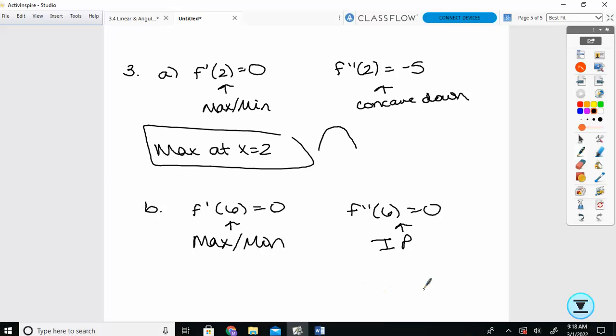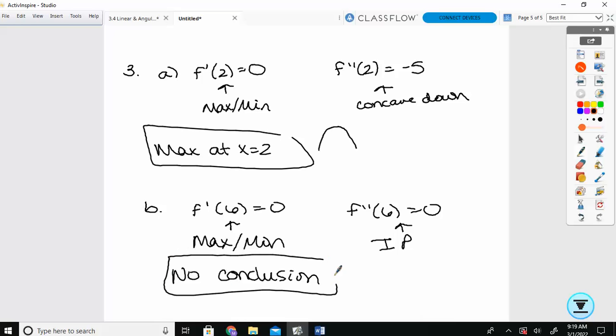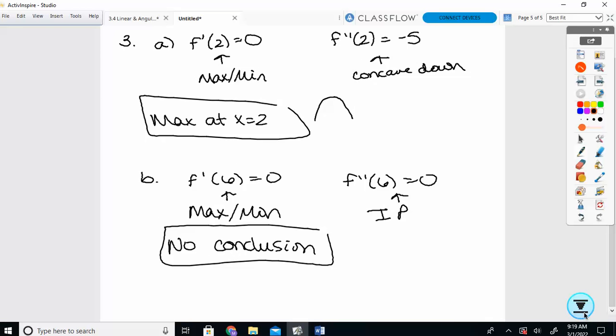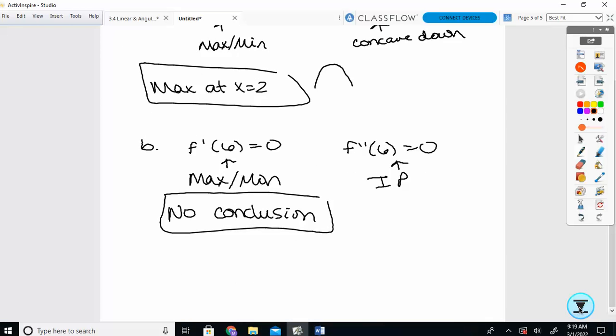So if it's an inflection point, the concavity is changing there. I don't know how it's changing. I don't know if it's changing from concave up to concave down or vice versa. Then do we know if it's a maximum or a minimum at 2? No. So there's really no conclusion here. We don't know anything, except that 6 is both a critical point and an inflection point. That's really all it tells us.